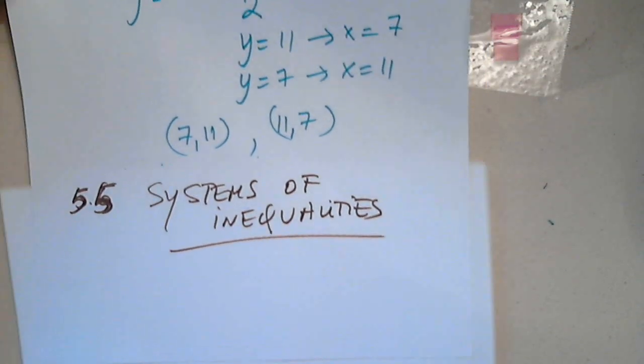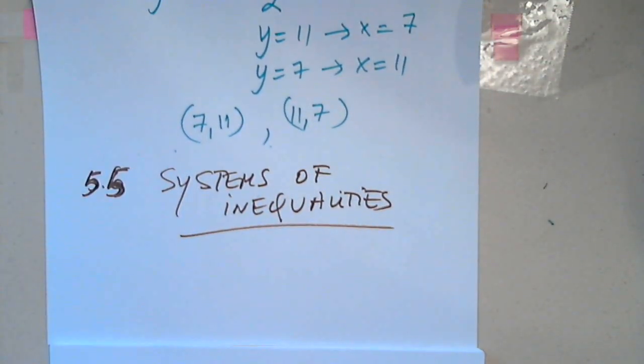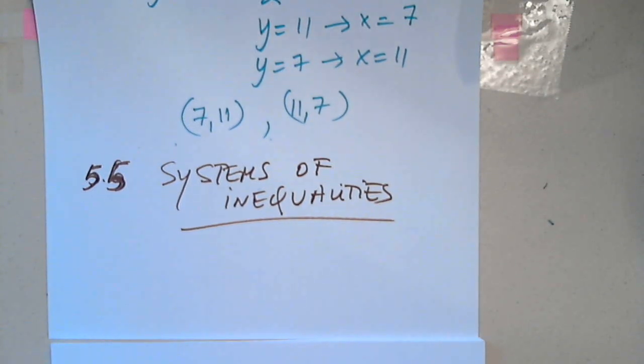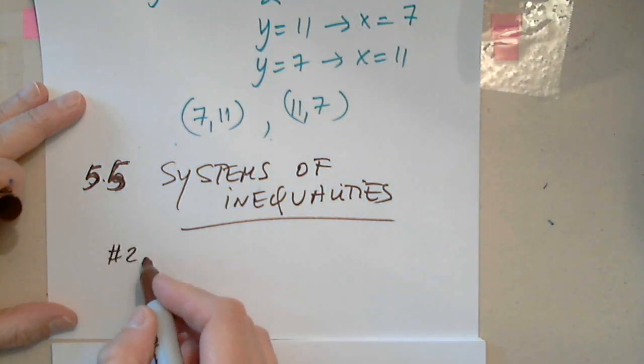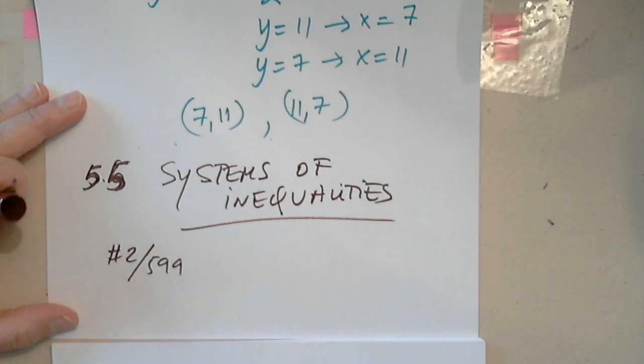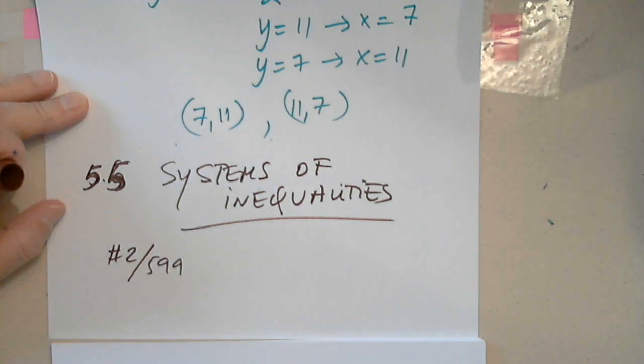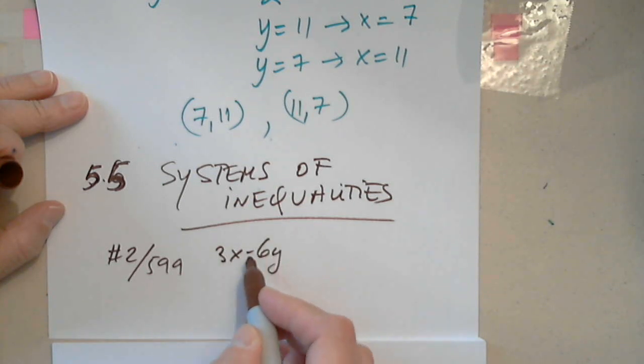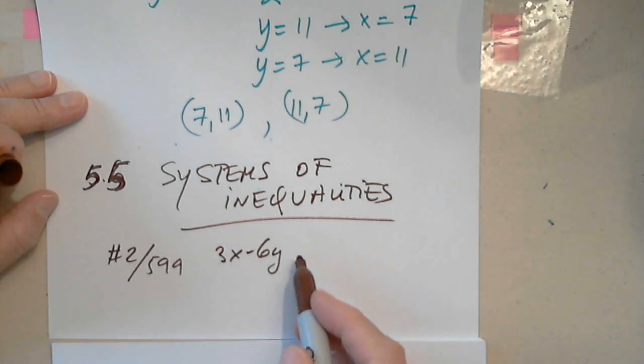Systems of inequalities. Before we look at a system, we want to look at just a simple inequality in two variables. We have never seen that before. Maybe you have in previous classes. So let's start with a simple situation. Let's say number 2 on page 599, 3x minus 6y less than or equal to 12.